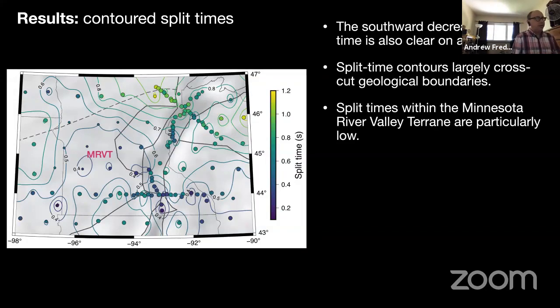So here these are on a map. If you look at just the split time, as I've shown here, the main thing you see if you look at the contours is that these contours are cross-cutting the geologic boundaries. What we're seeing here is not something that follows the pattern of the features that you see within the crust. Though I do want to point out that the Minnesota River Valley terrane, which I've marked here as MRVT, and that's that sort of unusual terrane I mentioned earlier, has very low split times. That's where we see our absolute lowest values.